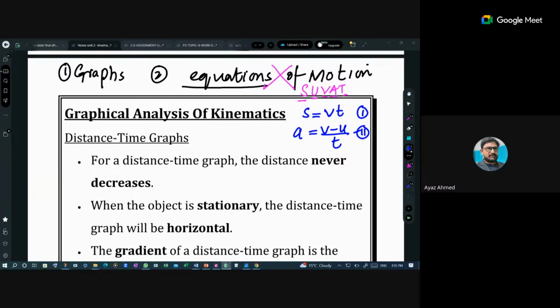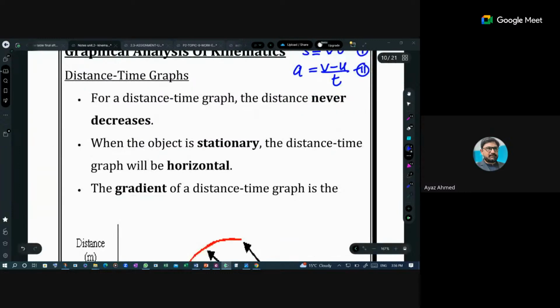So what I was saying is that graphs and these equations are the tools to handle kinematics, right? They are tools to handle kinematics. So let's talk about the graphical analysis. First of all, we have to talk about the distance time graph.